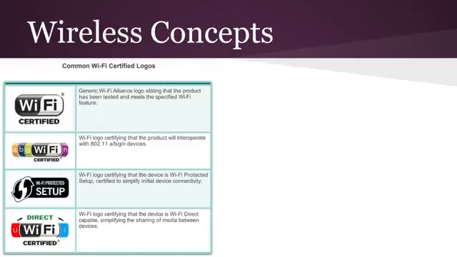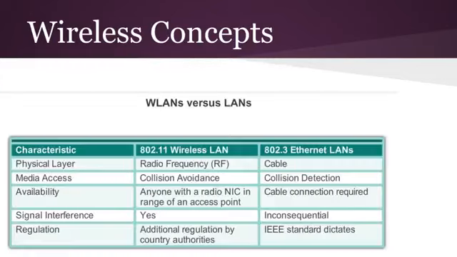implies that it's Protected Setup, which is certified to simplify initial device connectivity. This can be done in several ways, but I think one that we might be familiar with is the button press that allows you to connect while you're searching for the device. And the last one is the Wi-Fi logo that certifies that the device is Wi-Fi Direct capable, simplifying the sharing of media between devices.